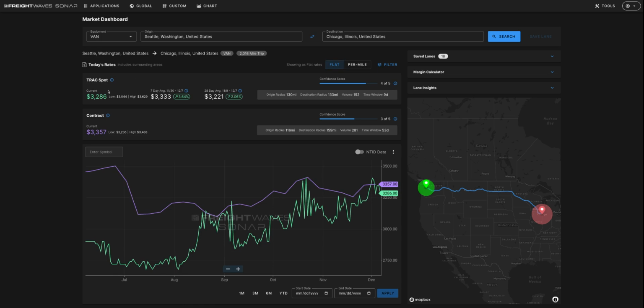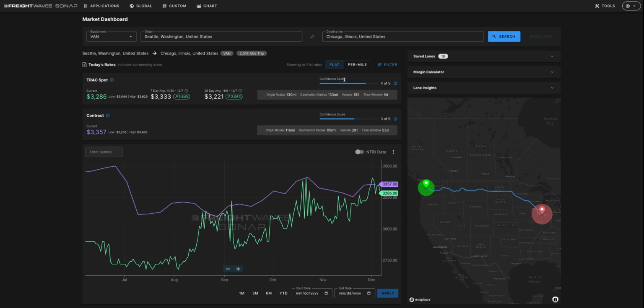So going into our TRAC spot rates, these are rates that are being contributed to us from about 30 broker customers that we have. TRAC stands for Trusted Rate Assessment Consortium, and these are rates that are updated on a daily basis. They are rates paid to carriers from brokers. So you can think of this as obviously the rate to the truck. You'll see the current, which is our average, and then the low and the high for that specific lane that you've searched. You can also see the 7-day average and the 28-day average for that lane, as well as how those have changed over time.